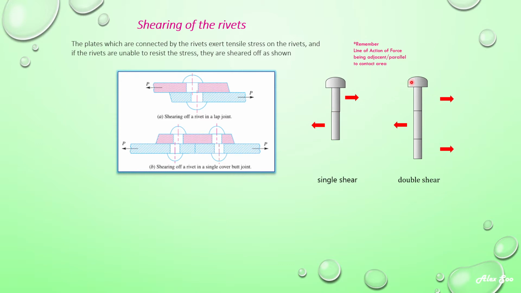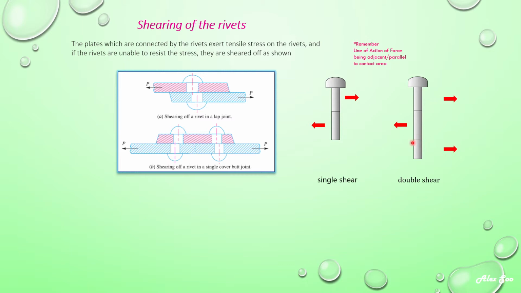But if the rivet is sitting inside a joint which has a double cover plate with a butt joint, or a lap joint with 3 plates, that will cause the rivet to be sheared into 3 sections: section 1, section 2, and section 3. So we call this one shear here, and the next one is here. So we call this double shear.